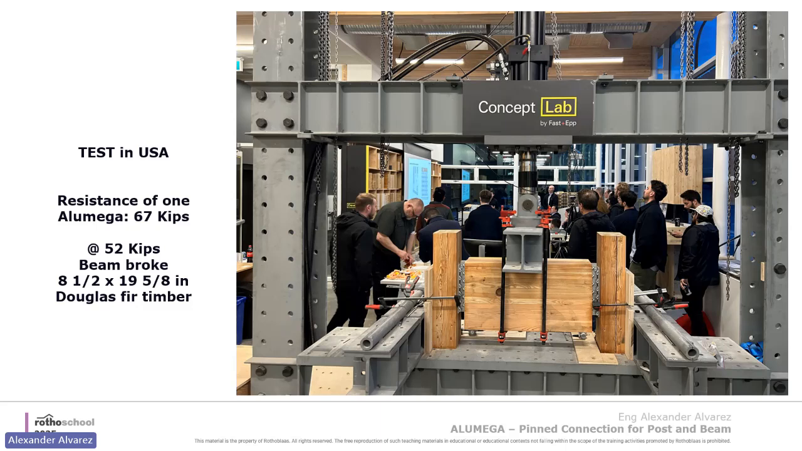We also had one of my Canadian colleagues connect with a lab to do some testing with the Alumega, and he was able to calculate it. He expected the failure mode to happen around 67 kips, but what actually happened was the beam broke at 52 kips. So the Alumega still stayed in place, but the beam failed first.